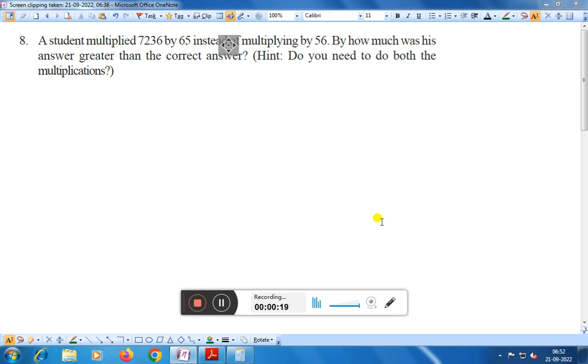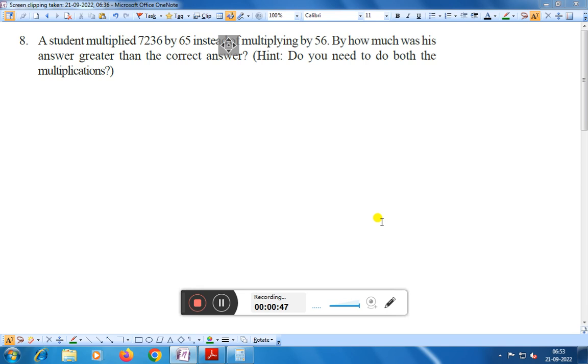Hint is, do you need to do both the multiplications? The answer will be no. We do not need to multiply both the numbers. Then how will we get it? Here you see, we have to find the difference first between 65 and 56. The difference is 9. That means if we multiply 9 by 7236, we will get the answer.